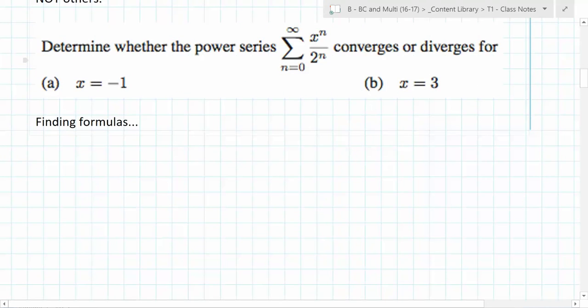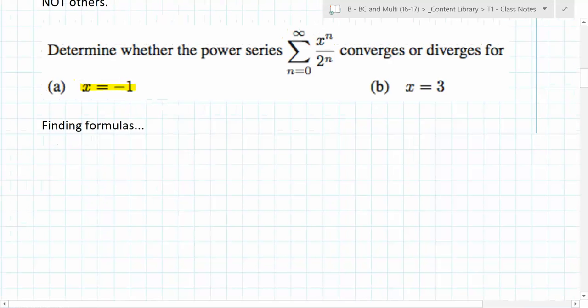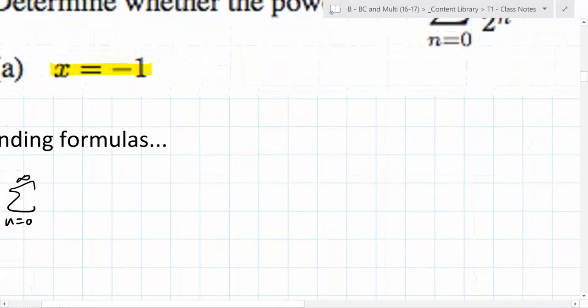This is a power series. So it's x to the n over 2 to the n. We're going to look at it in two cases, where x equals -1 and where x equals 3. So if x is equal to -1, what do we end up with? We end up with the sum. These tend to start at 0, by the way. n equals 0 to infinity. Just make note of that, not 1.